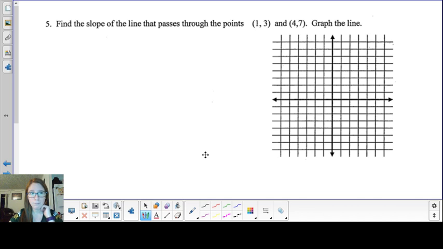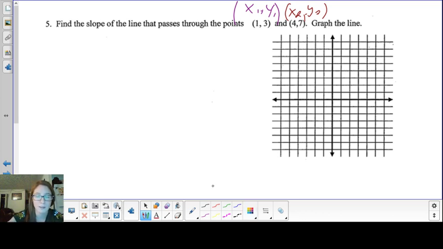Okay? For example, number 5, find the slope that passes through these 2 points and then graph it. So again, the 1, 3 is going to be considered my x1, comma, y1. The 4, 7 will be my x2, y2. It's just simply because I see the 1, 3 first. It's written to me in that order, so that is the first x and y I have.